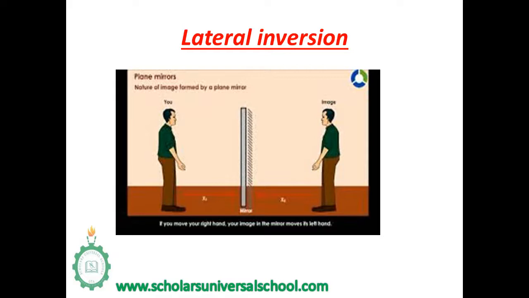Now you can see this, let's say this is a student standing in front of a mirror. In the object, which is a student here, he was putting out his right hand. But when the image was formed by the mirror, you can see it was his left hand that was being put out. Meaning what? It has been laterally inverted.